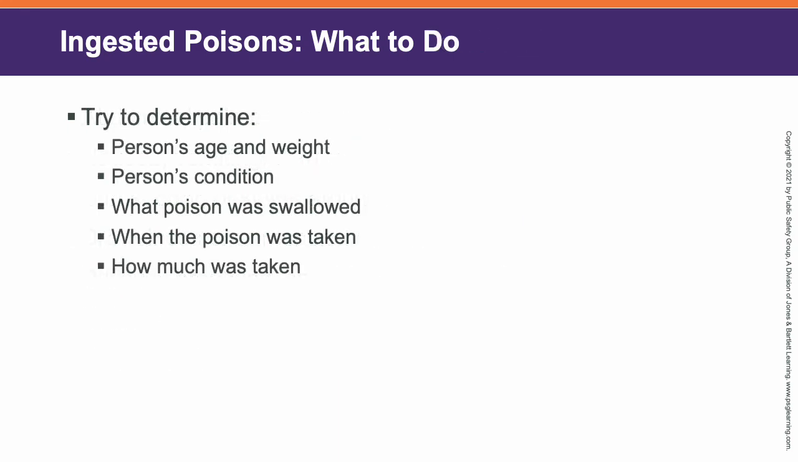The first thing you want to do, once you determine that you feel like somebody has been poisoned, is find out more about that person. Try and guess their age and weight if you don't know them. If you know them, then this will be a lot easier. How's the person doing? What are their symptoms? What are the signs that you're seeing? Look for the nearby container to try and figure out what was swallowed, or if they can tell you how long ago it was taken and how much was taken, that's going to be really important.